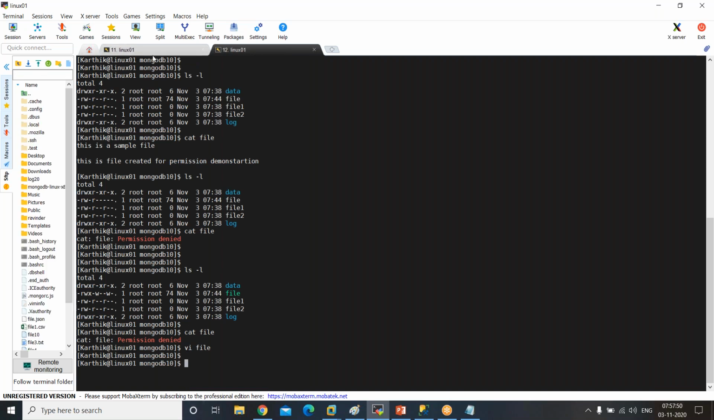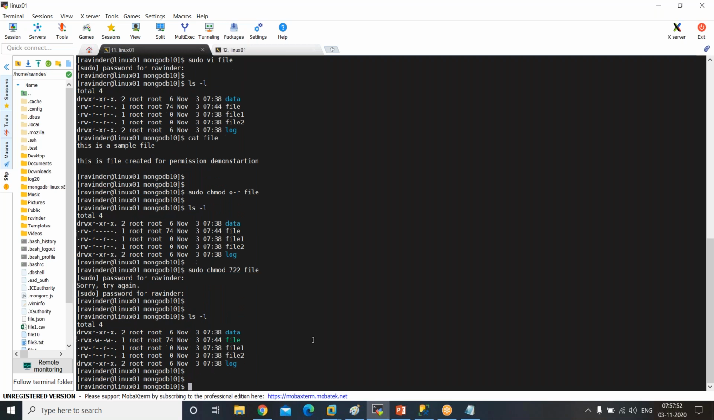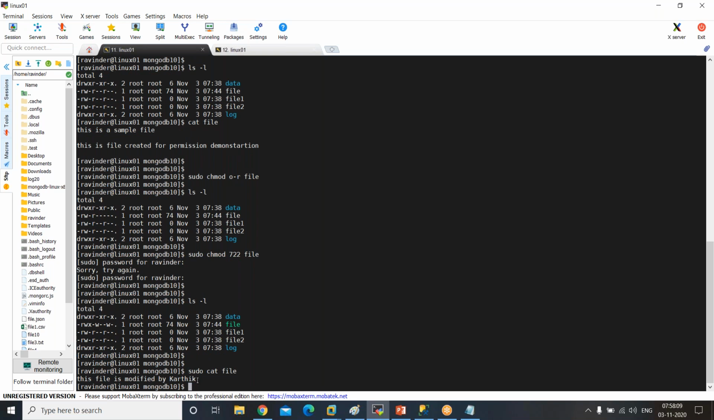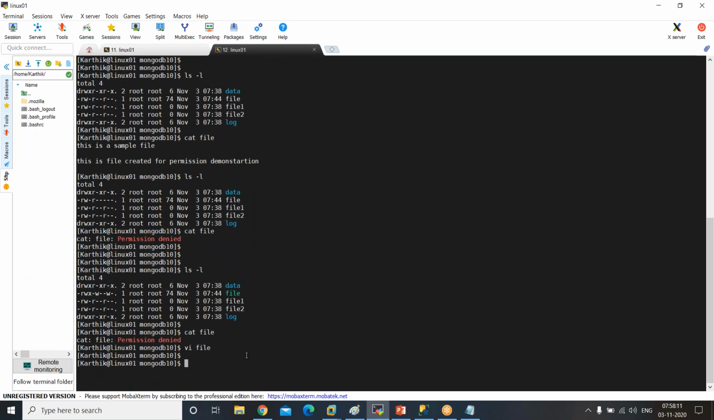So who can read it? This admin can read it. What is there? Previously this data was there, right? Now I have to use sudo. Even I myself cannot read it because it is owned by root. Cat file only, right? If you see, this file is modified by Karthik. So he modified the complete content of the file. He got the write permission. That's why he is able to modify it.